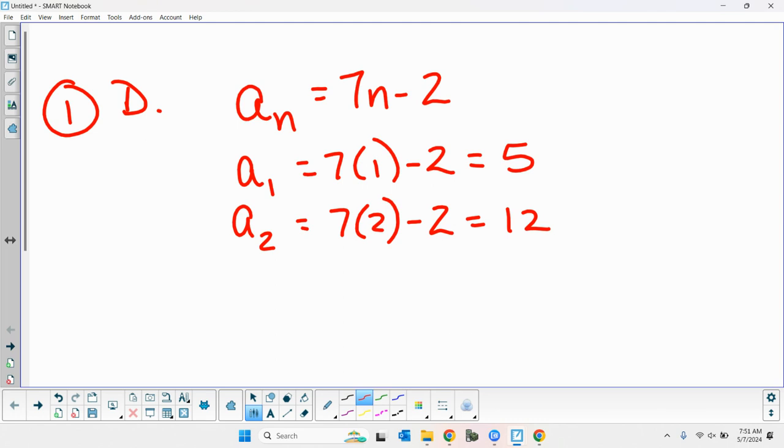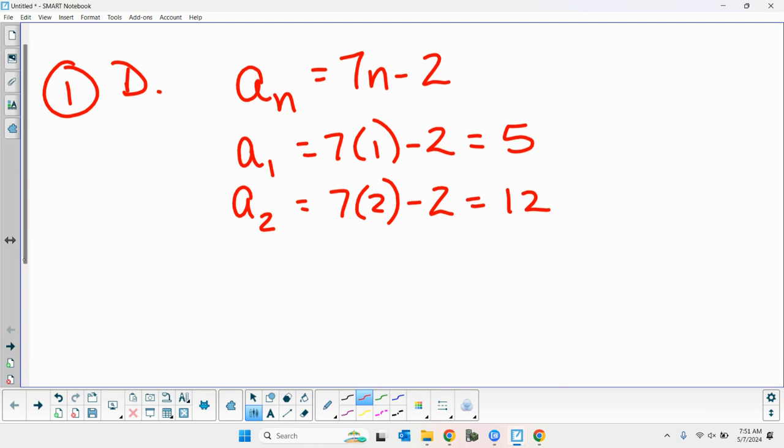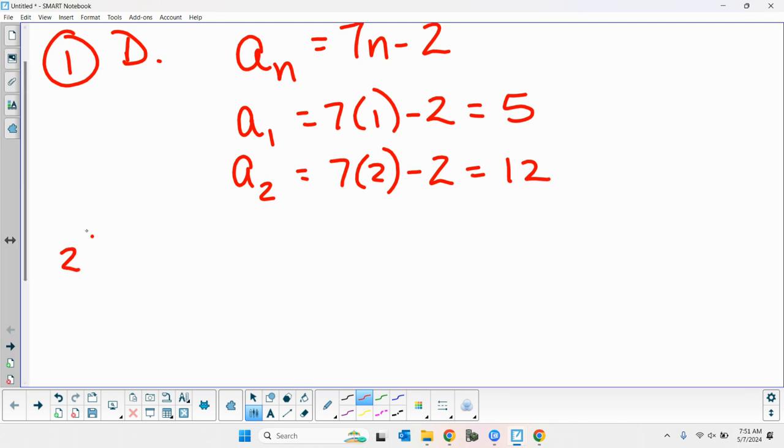So you could have stopped there, right? But all five of them are 5, 12, 19, 26, and 33, which is letter D. So that's all you got to do on there. Just substitute, okay? So it's not really hard, and you should be able to handle that.